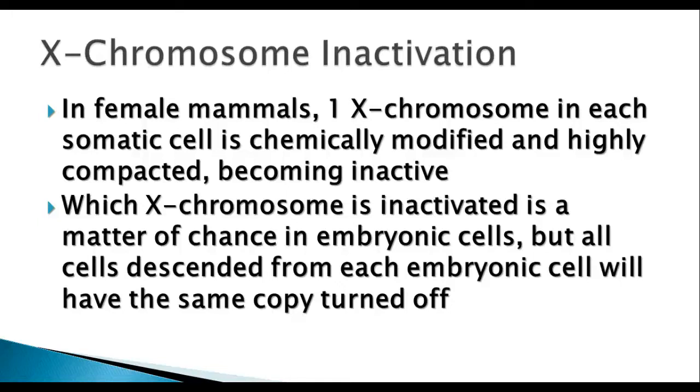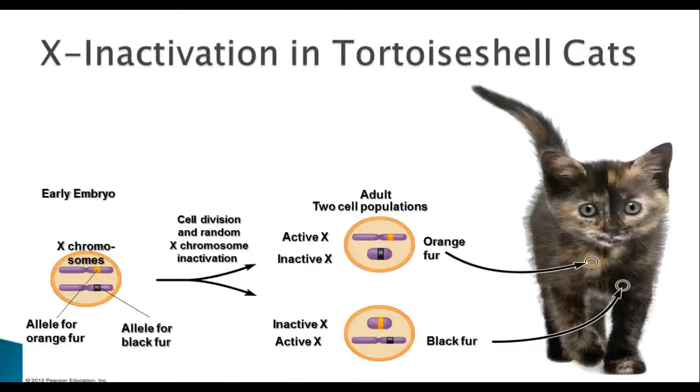Which one is turned off depends on lots of different things. In the embryo, it's just a matter of chance which ones get turned off. But from those stem cells in the embryo, where the one gets turned off and the other one does not, all of the daughter cells from that embryonic cell will have the same copy turned off. And so sometimes you end up with patches of cells that have 1 X chromosome turned off, and another patch nearby will have the different X chromosome turned off.